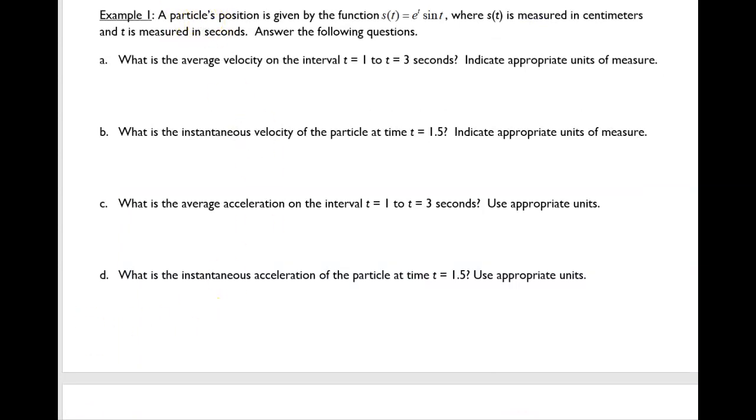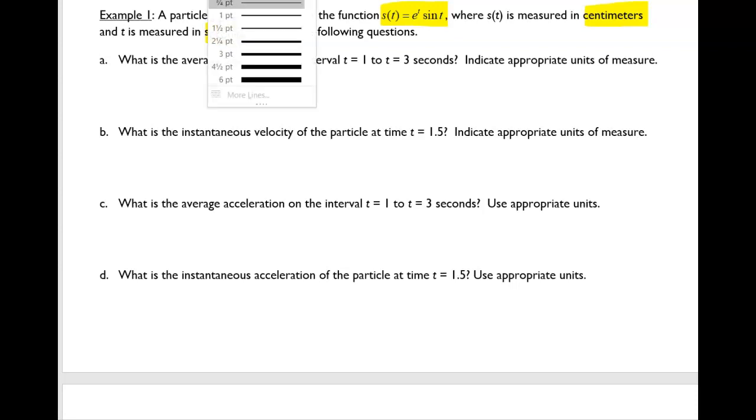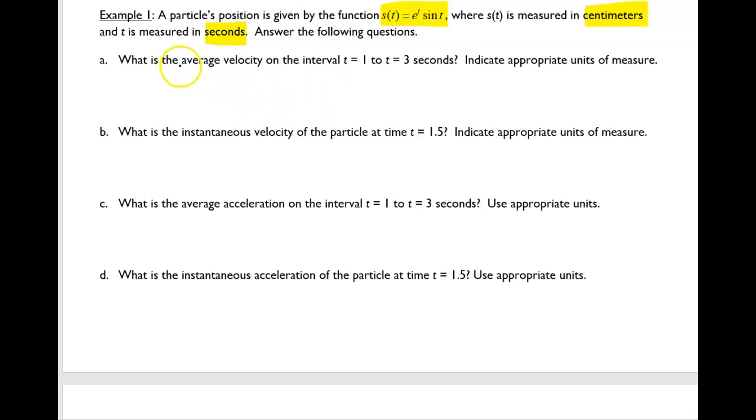So we have a particle's position is given by this function, s of t equals e to the t sine of t, where s of t is measured in centimeters and t is measured in seconds. So those units are going to be important to us. We want to answer these questions now. So the first question says, what is the average velocity on the interval t equals 1 to t equals 3 seconds, and indicate appropriate units of measure.